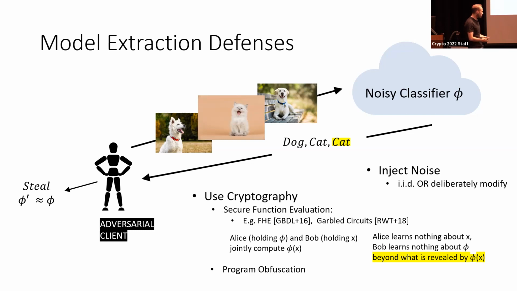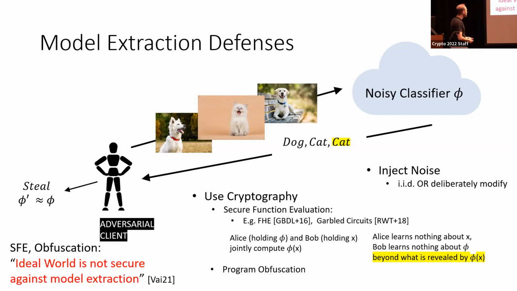And similarly, program obfuscation doesn't fully solve the problem because it also preserves functionality. The point here is that basically the ideal world in these cryptographic solutions is insecure against model extraction. And this was pointed out by Vinod Vaikuntanathan in his talk at this workshop last year.